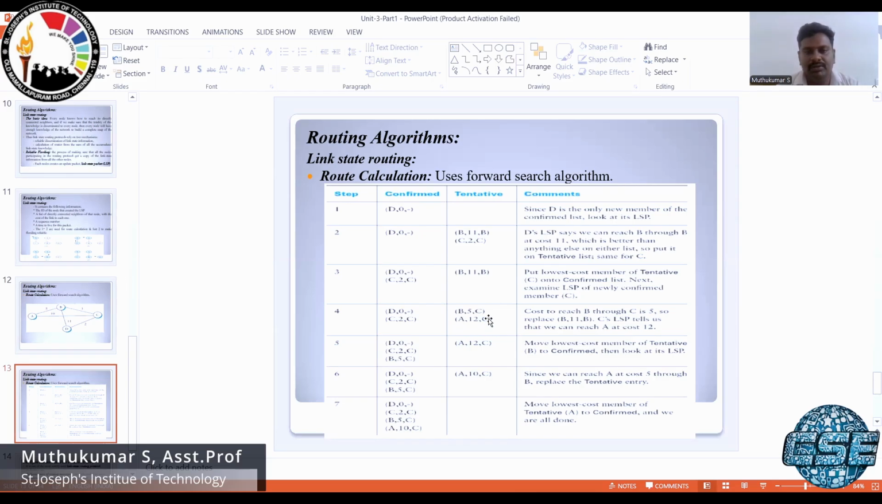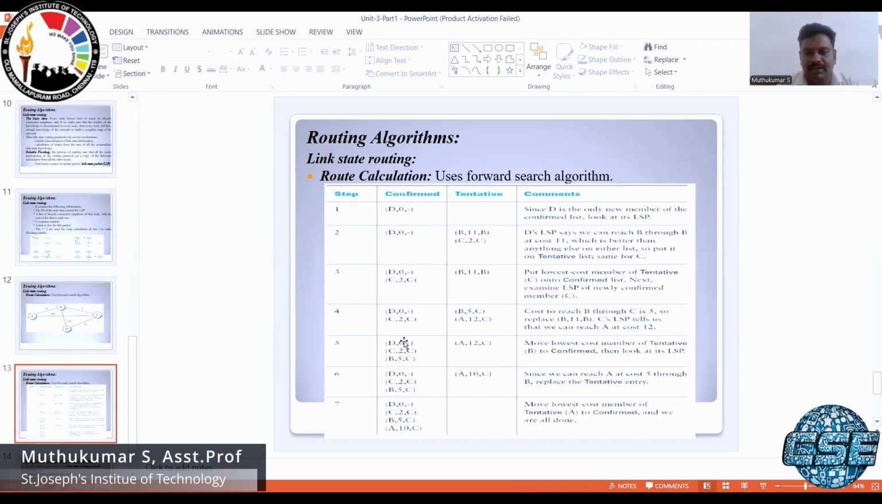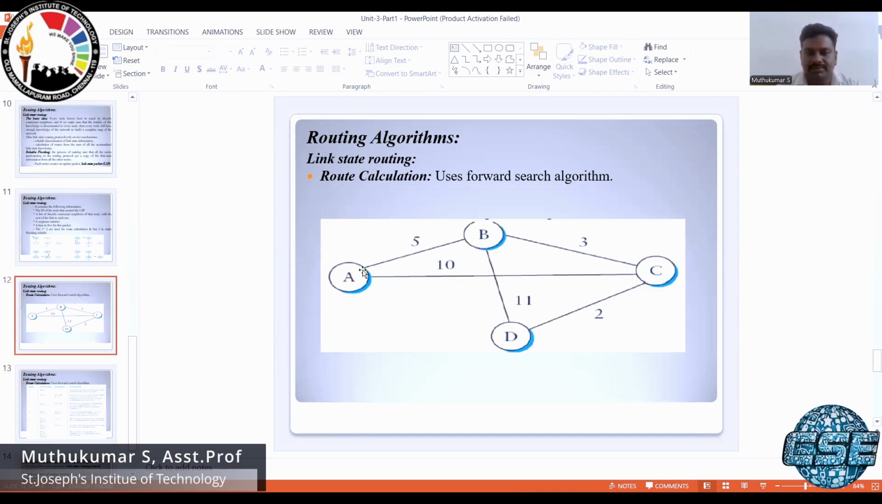Okay. Next we move on to the confirm list. We have to move some value to the confirm list. So in these two, B is the minimal value. So move that B to the confirm list. So now we move on. Now we are in B. So in this position, you have to check the values. So from B, you can reach A. Then C. We already have the minimal value for D to C.